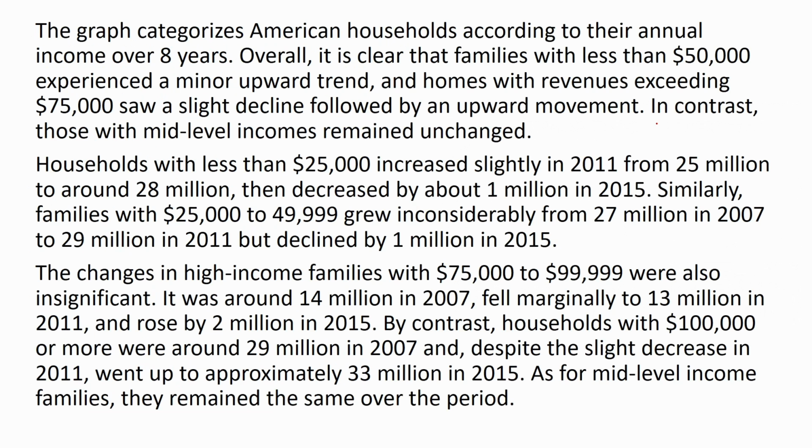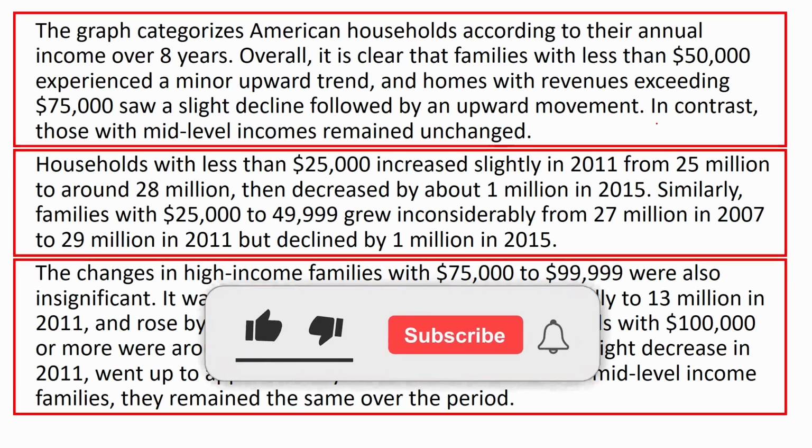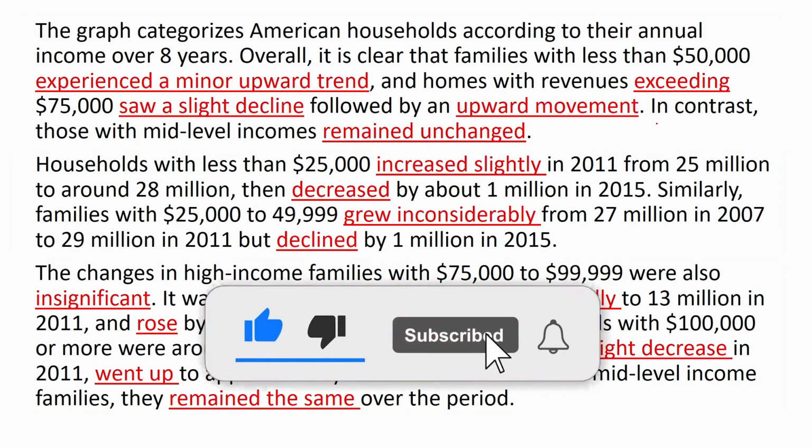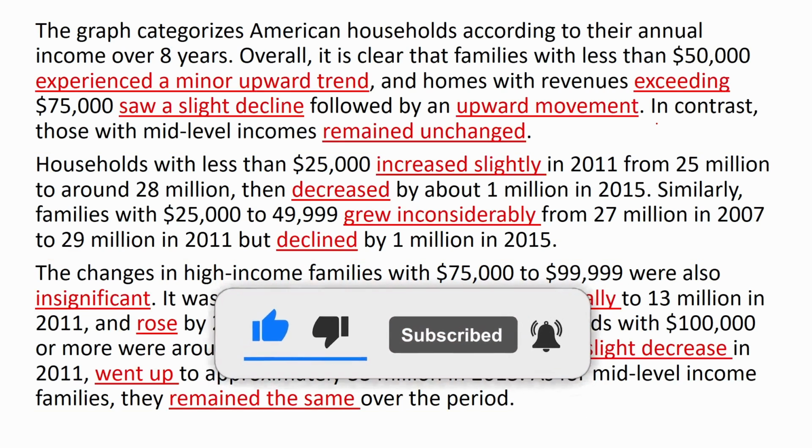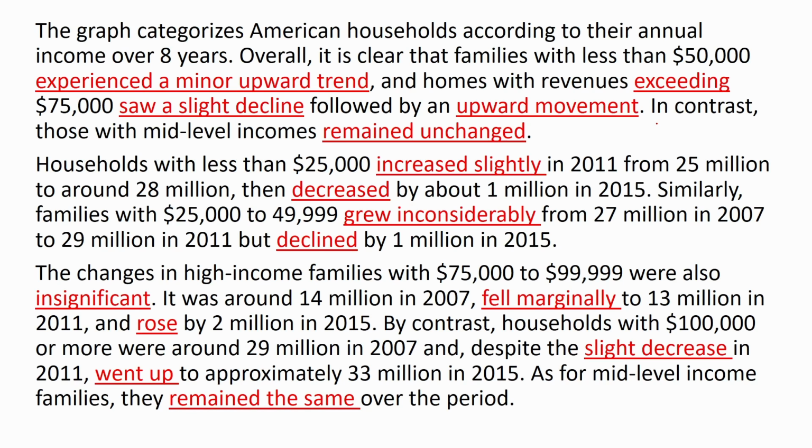Alright, it's clear that I used 3 paragraphs to organize my answer. Let's talk about the vocabulary. So here I've highlighted the words that I used to show change, or we call it the language of change, right? So let's read them together. Experienced a minor upward trend, exceeding, saw a slight decline, upward movement, remained unchanged, increased slightly, decreased, grew inconsiderably, declined, insignificant, fell marginally, rose, slight decrease, went up, remained the same.